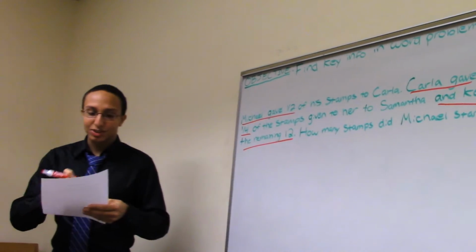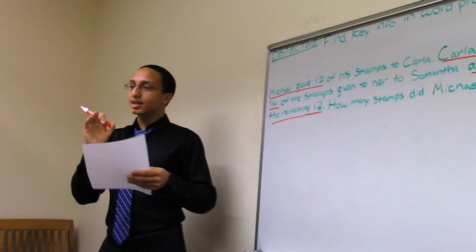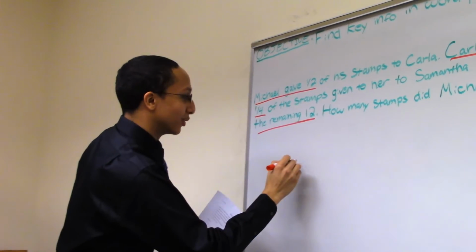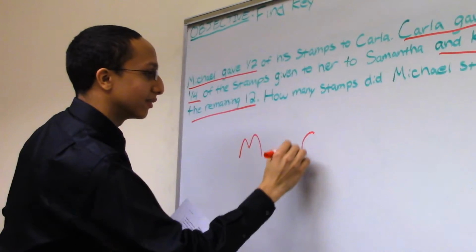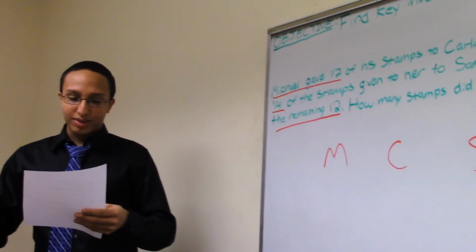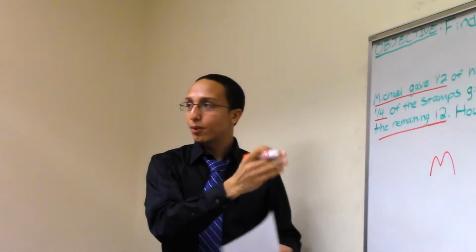Yes. So now we're going to go to the third step, which is to make an illustration. And this is going to help us make sense of it. So watch, Casey. So Michael, C for Carla, and S for Samantha. So Joel, can you please give me the important information? Yes. Michael gave half. Carla gave a quarter and kept 12. Perfect. So I'm going to put that right here. Put a little asterisk, so it's very important.